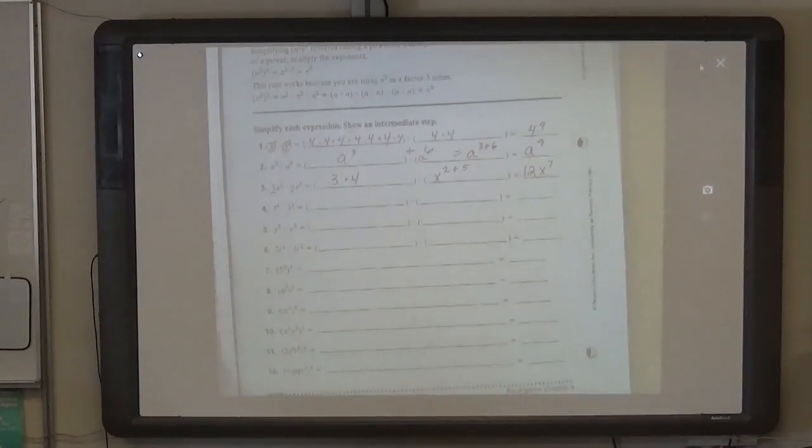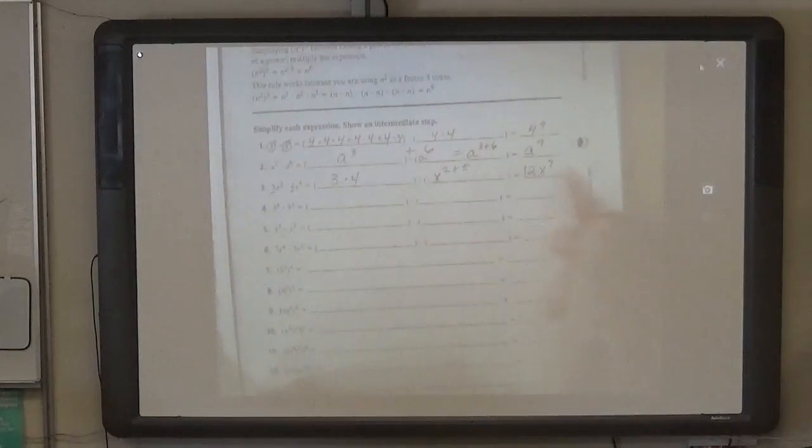Why do you add the exponents? Why can you do that? Emily? Because they have the same base and we're just counting them up. It's just counting. Whenever you have the same base, you're just counting up the number of variables because they're all the same.